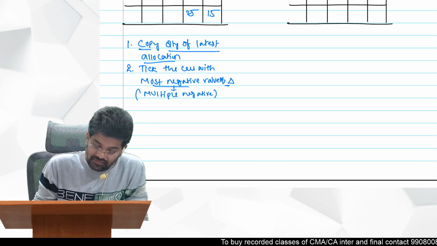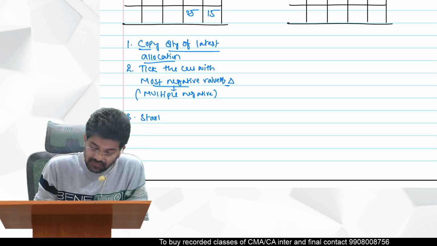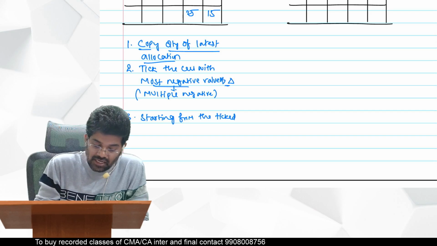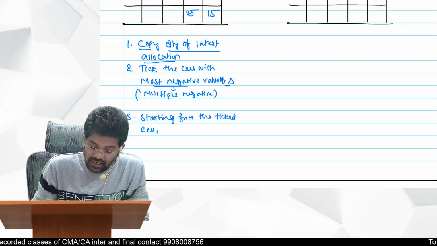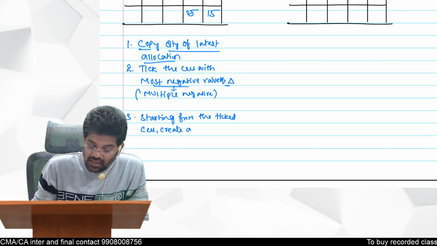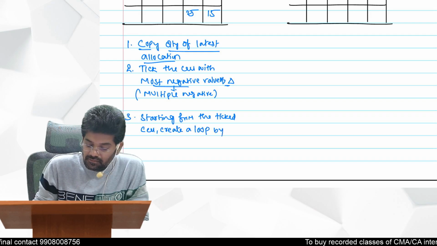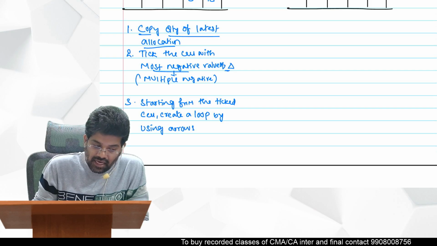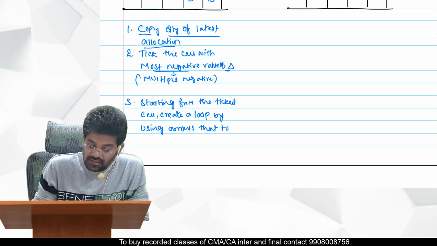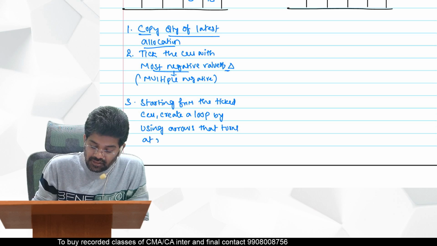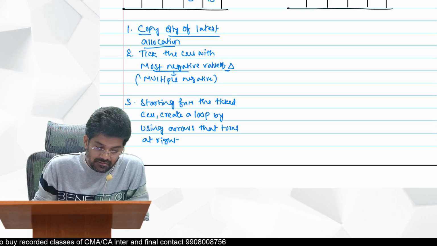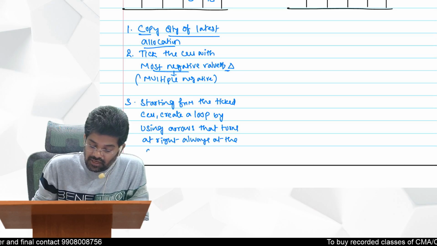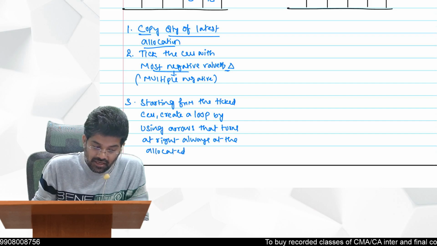So starting from, this is a very important point, starting from the ticked cell, create a loop by using arrows that turn at right angles, always at the allocated cells, always at the allocated cells.